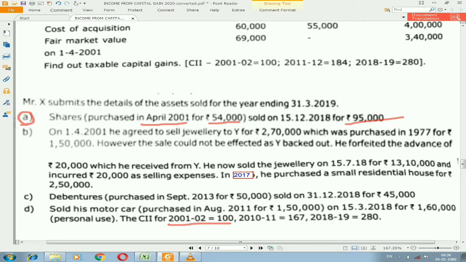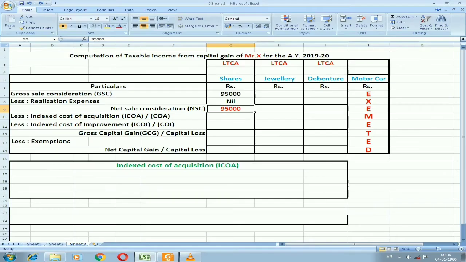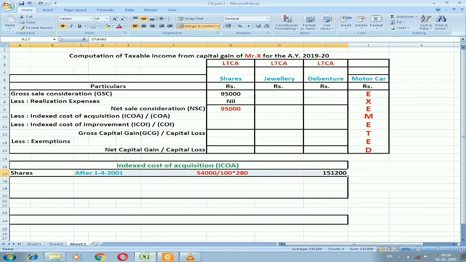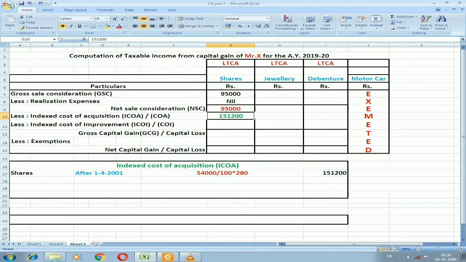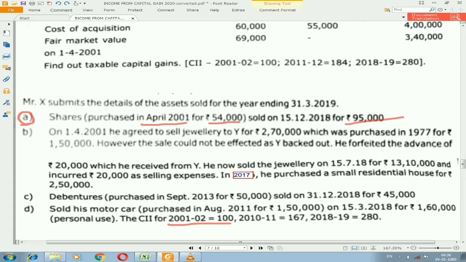For that year index number is 100, you need to multiply with 280. 54,000 divided by 100 into 280. You can see in that working note which I have done. You will get an amount of 1,51,200. We don't have any improvements in the shares, so you will get a capital loss. If it is capital loss, there will be no exemption even if they have given. So again I'll get net capital loss.